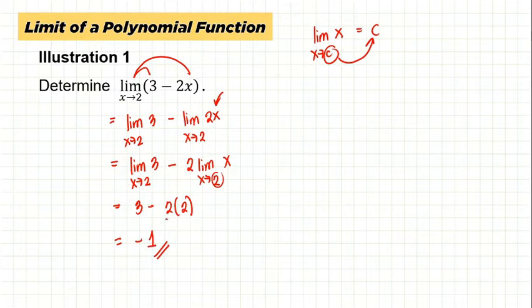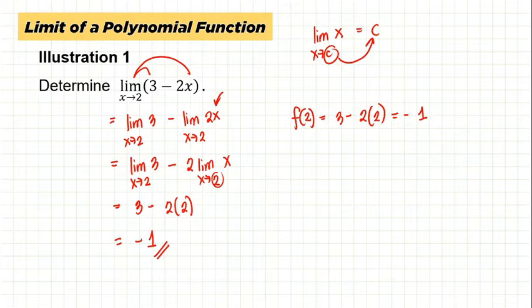Now note that if we are going to evaluate the function 3 minus 2x at x equal to 2, we will have f of 2 equal to 3 minus 2 times 2, and this is also equal to negative 1. So in this case, the value of the function at x equal to c is equal to the limit of the function as x approaches c. Our c here is 2. The answers for the value and the limit are both equal to negative 1.